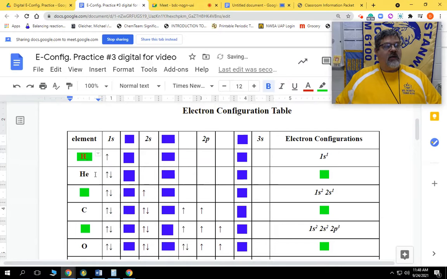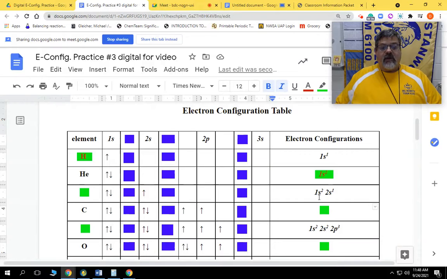On this next one, we have helium. Okay, but we have to write what they are. We have two arrows. So it's 1s, and then there's two arrows. So we're going to put in here 1s, and then a superscript 2. And again, that should be italicized, but we'll see about that from now on.